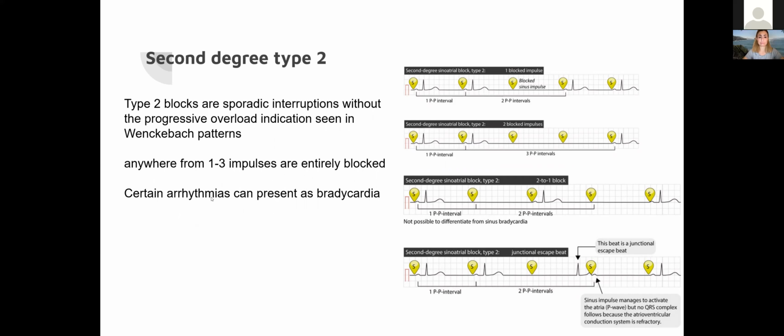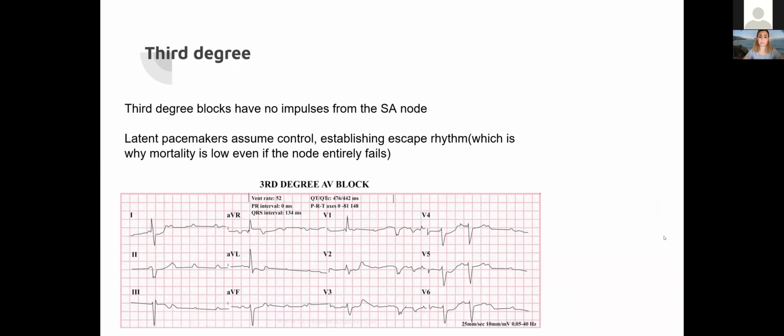Certain arrhythmias can present as bradycardia, as you can see right here. They'll still be constantly spaced out evenly, but you can see that they're missing actual beats. The third degree blocks have no impulses from the SA node. Latent pacemakers assume control, establishing escape rhythm, which is why mortality is low even if the node entirely fails.